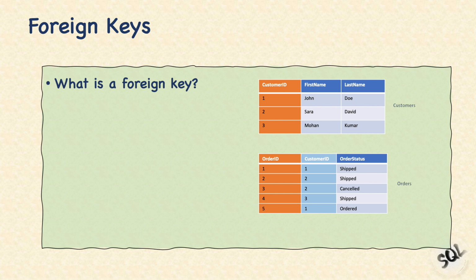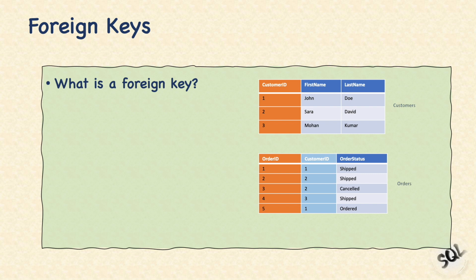Now we can learn about foreign keys. What is actually a foreign key? A foreign key is a column or a combination of columns in a database table that establishes a relationship between two tables by referencing the primary key in another table.